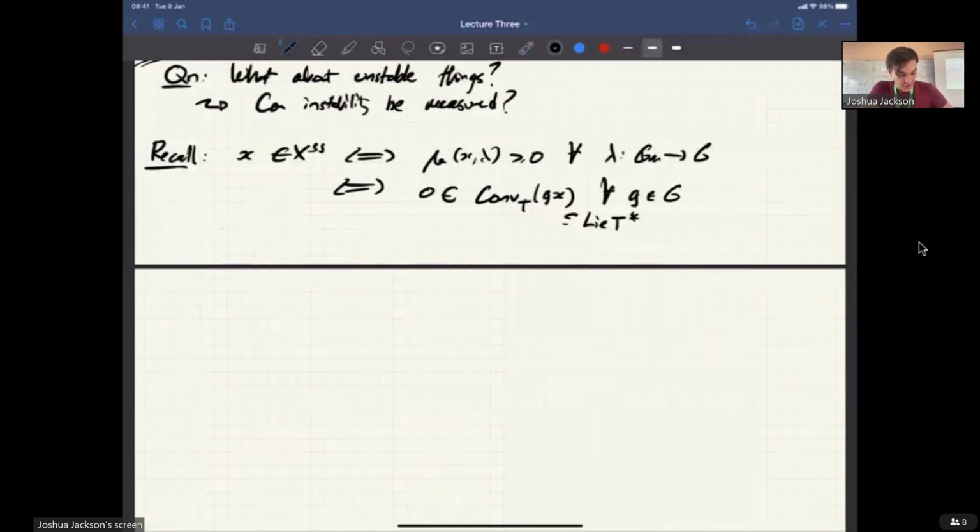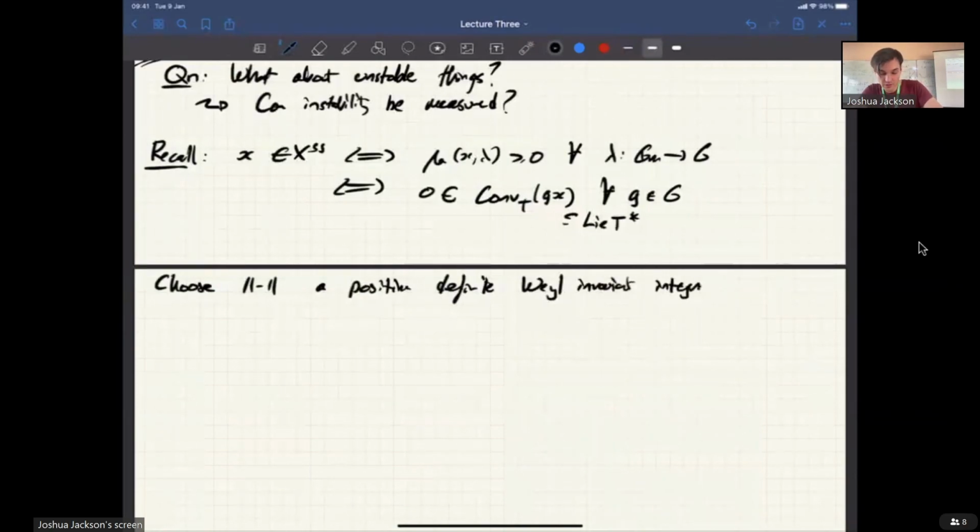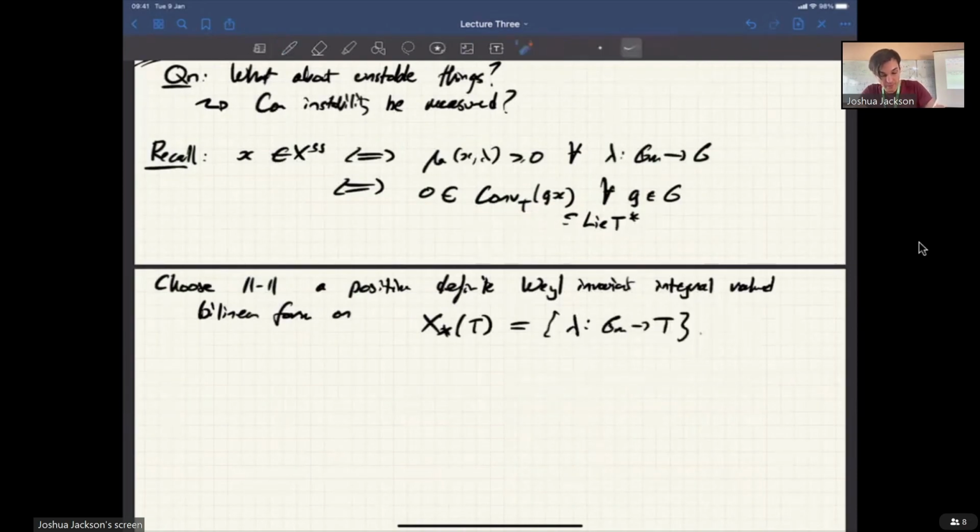The way that you do that is you choose this thing, which is a positive definite, Weil invariant, integral valued bilinear form on this set, which I'll write like this, and this is just the set of these homomorphisms into T. So it's essentially an inner product on this Lie algebra.